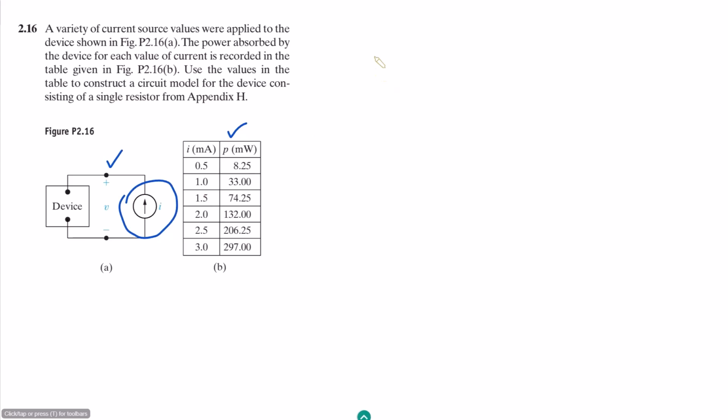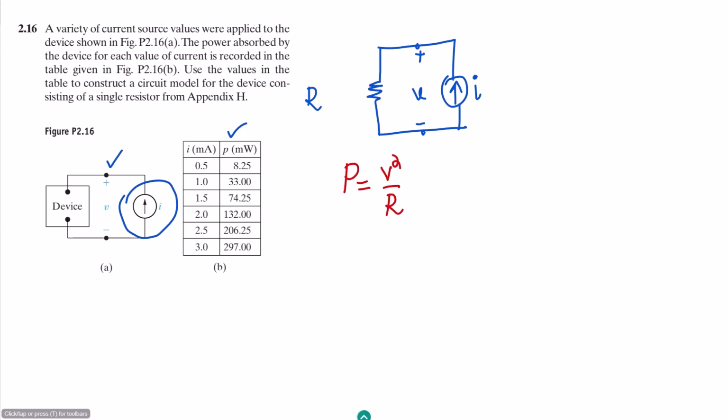Use the values in the table to construct a circuit model for the device consisting of a single resistor. Again, this is a single resistor, and this device can also be drawn like this as we had previously seen, but this one is the current source, and the current source basically develops this voltage. This is the resistor as given, and we want to find the value of this resistor. To find it, we know the power formula for the resistor: in terms of voltage, which we previously saw, it is V square divided by R, while for the current it is P equal to I square R.